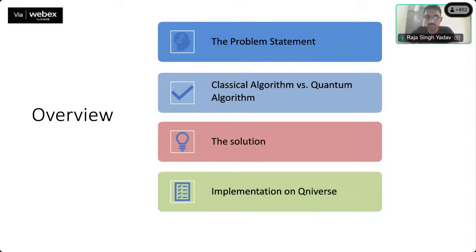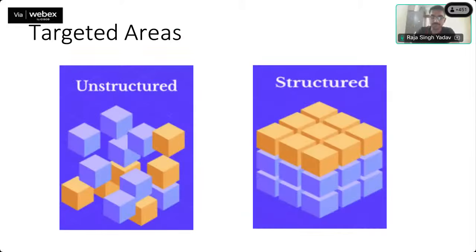In this overview of the algorithm, first I'll talk about the problem statement, what exactly Grover's algorithm is, then how we can compare classical with quantum, and what the solution of Grover's algorithm is, how we can search the element, and in the end, I'll show how I, or you, can implement it on our Qnus platform.